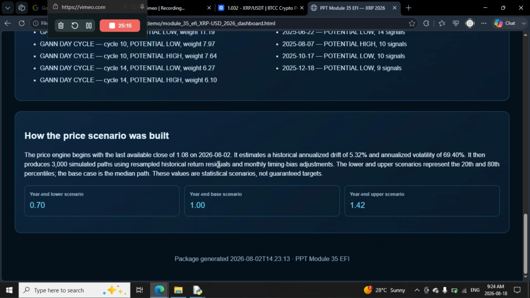It estimates a historical annualized drift of 5% and a volatility of 70%, which is quite high. It then produced 3,000 simulated paths using resampled historical return residuals and monthly timing bias adjustments. The lower and upper scenarios represent the 20th and 80th percentiles. The base case is the median path. These values are statistical scenarios and not guaranteed targets. So this is indicating it's possible that we see an end-of-year low of 70 cents.